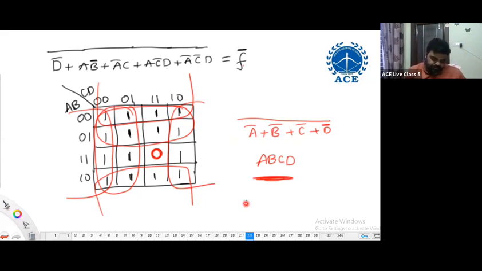Very simple. Your wish, you can write, not a problem. Yes. Sai Kumar, please wait. I'm talking about the K-map questions, sir. Wherever you have doubts.